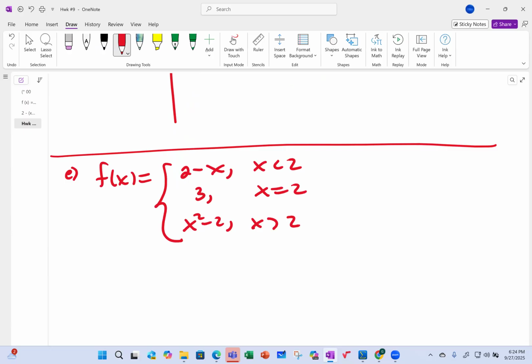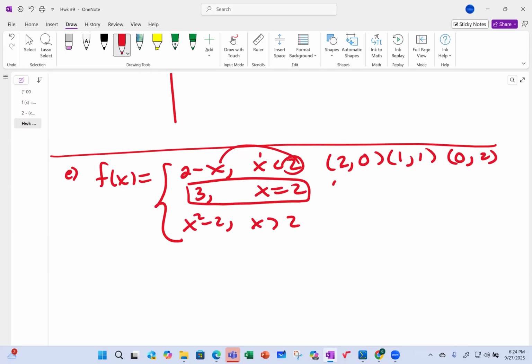So the top piece, start with 2. Put this in for x, and 2 minus 2 is 0. I'll pick 1 because that's less than 2. And 2 minus 1 is 1. And then I'll pick 0, which is obviously less than 2. And 2 minus 0 is 2. This is different. This is an ordered pair. This means when x is 2, y is 3. And that will be a closed circle.